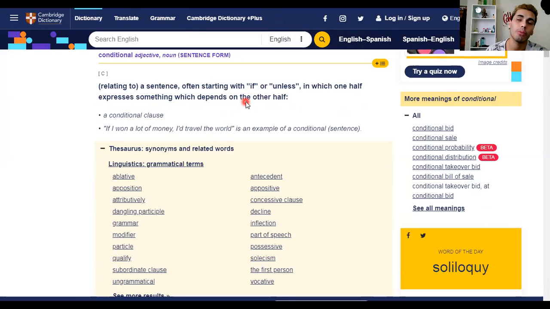So basically, what this definition is trying to tell us is that a conditional is simply a part of a sentence in which the other part of the sentence depends on this previous part to make sense as a whole. I really hope you understood it, guys. I hope I made myself understood, because I know sometimes I get a little bit confused when it comes to explaining stuff like that.